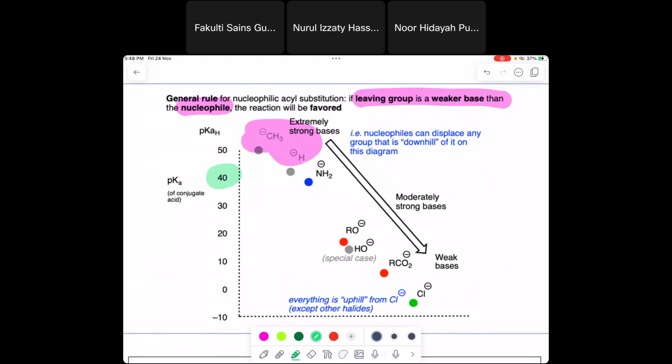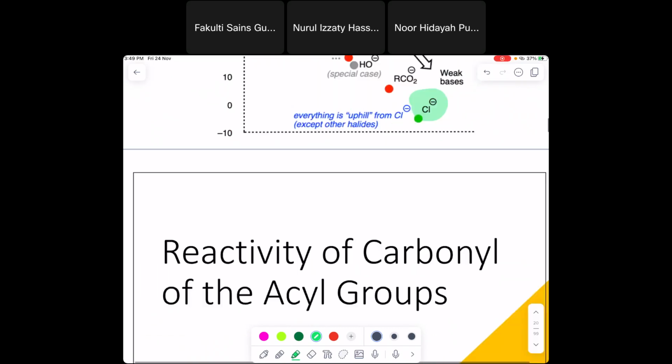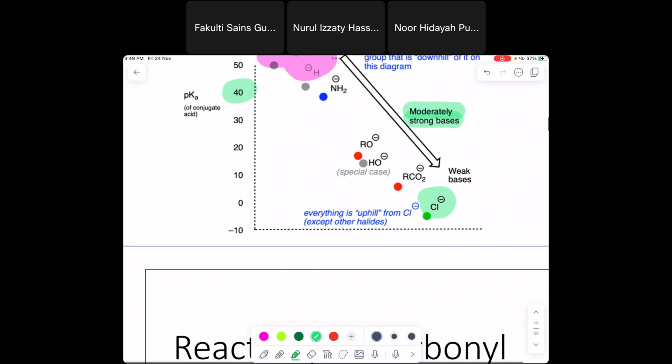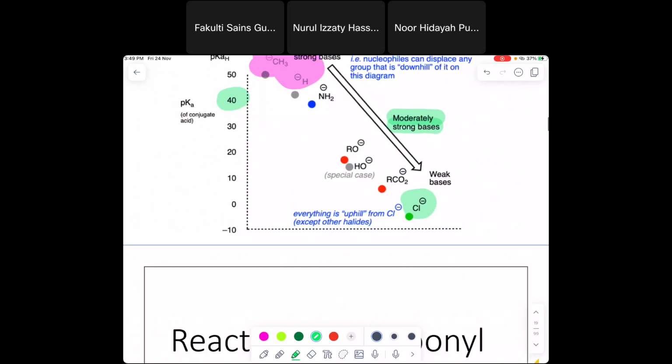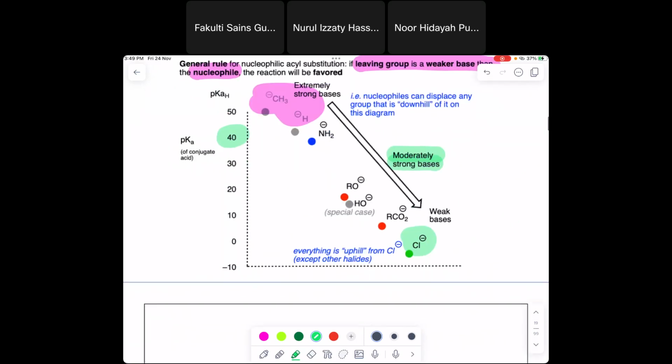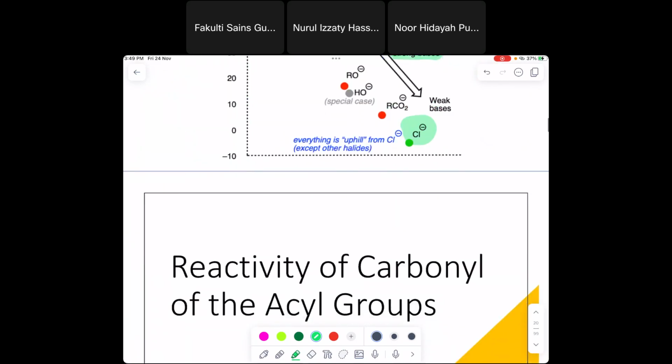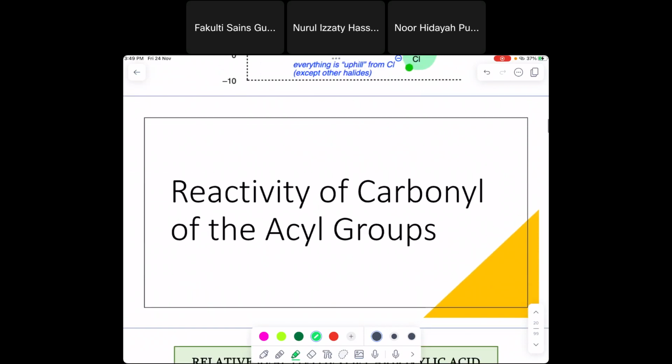And then if it goes down, you can see here, these are the weak bases. But in between are the moderately strong bases, where you have carboxylic acid and hydroxide. They are special cases, so we have to look at them one by one. Okay, so that is my recap on this mechanism. If you can grab the idea of this nucleophilic acyl substitution, whatever reaction comes in, you can understand.